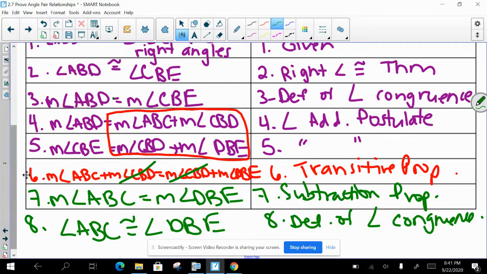So we were able to use the angle addition postulate and the right angle congruence theorem to say that the two right angles are congruent to each other, and then the angle addition postulate to set up an equation. And then we were able to get rid of this common angle that they share and prove that the ones we were talking about are equal to each other.